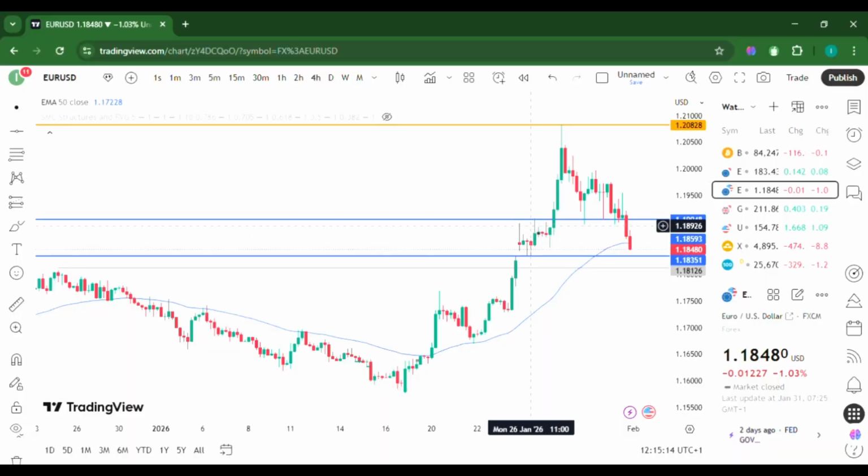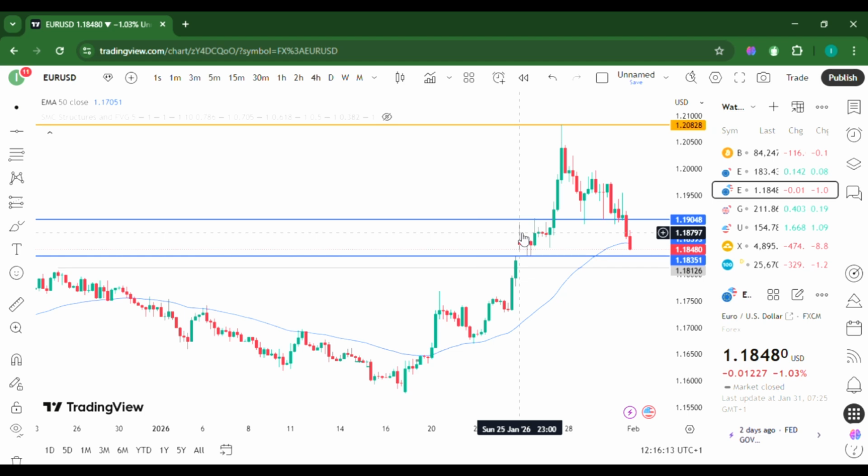Before we dive into the entries, look at this. Most people saw this resistance and sold. They got stopped out. Why? Because they missed the institutional order block hidden on the 15 minutes time frame. I'm going to show you how to spot these traps before they snapshot on your account.